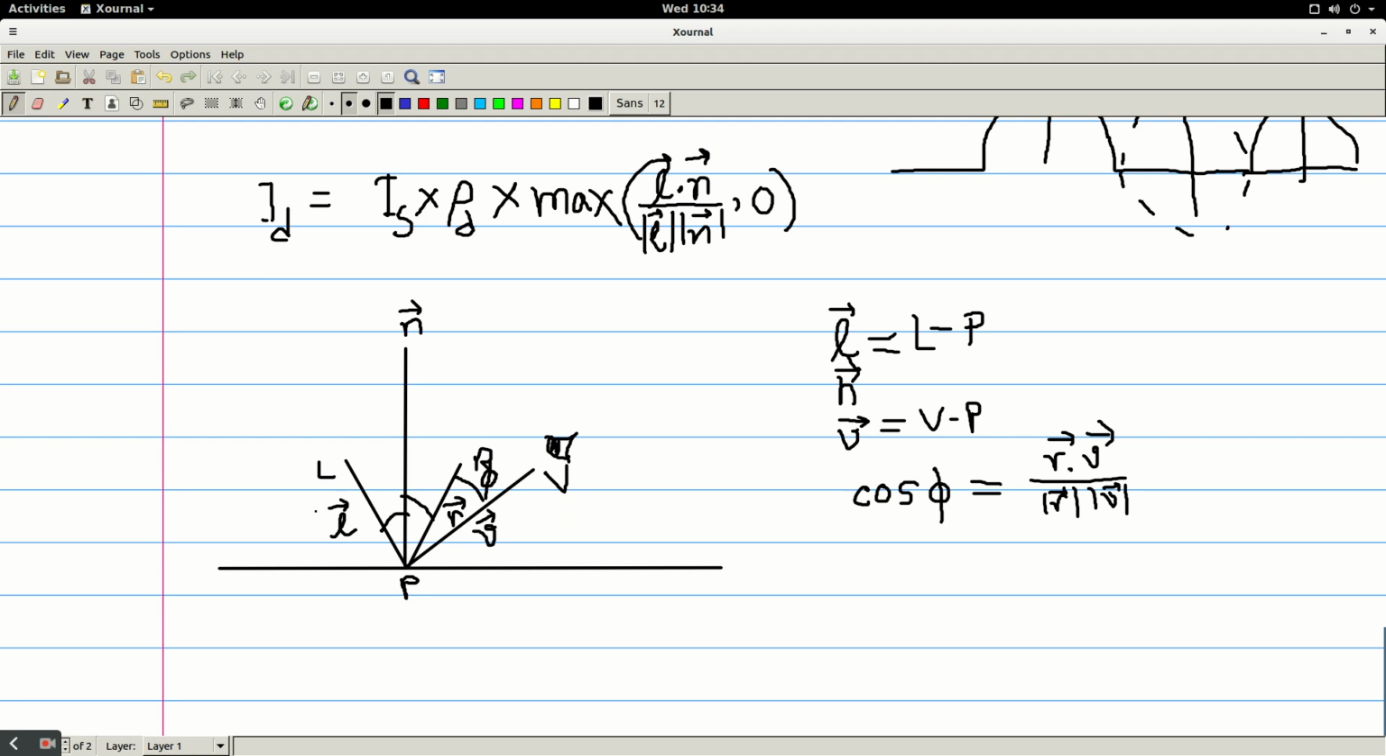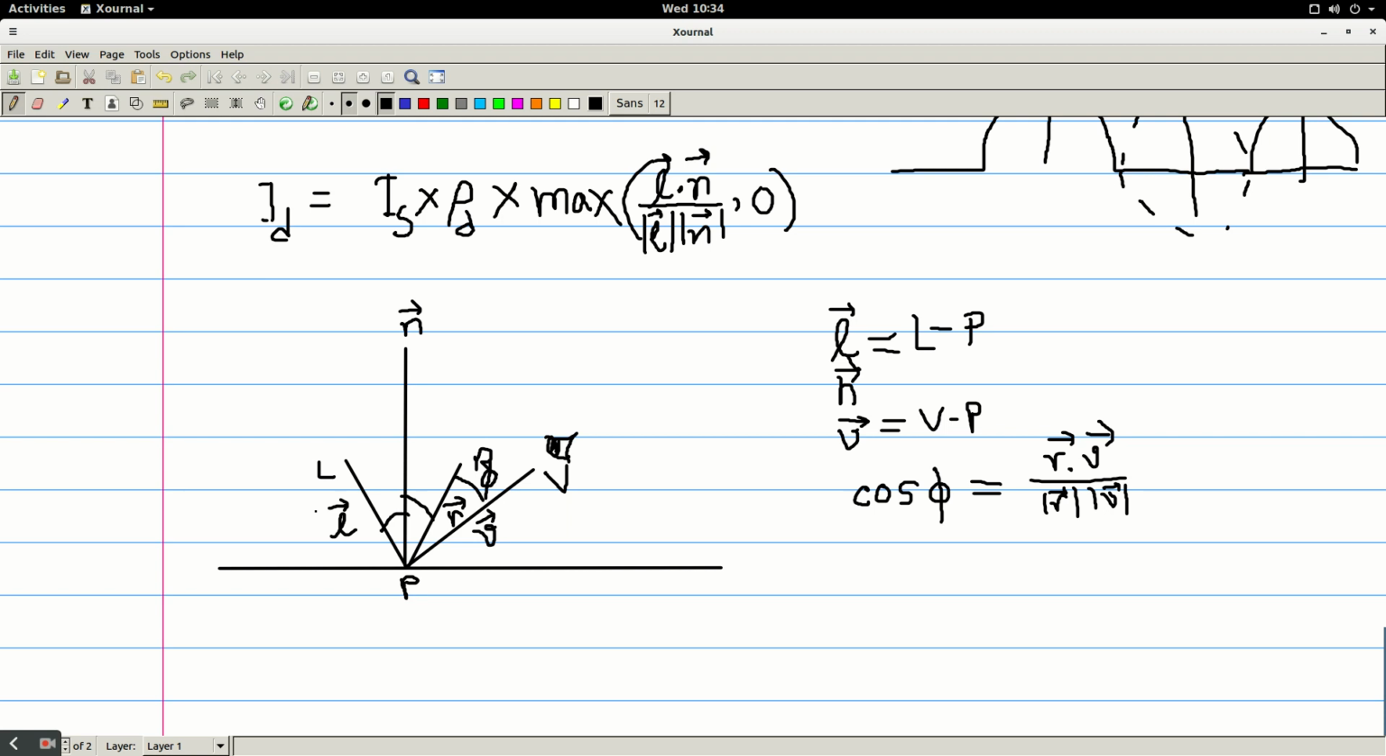We need to find out this r vector. What we do know over here is that this r vector will create the same angle that the L vector creates with n. That's the only thing we know. So we need to figure out this r vector. If we can do that, then we can plug that in over here to compute cos phi.